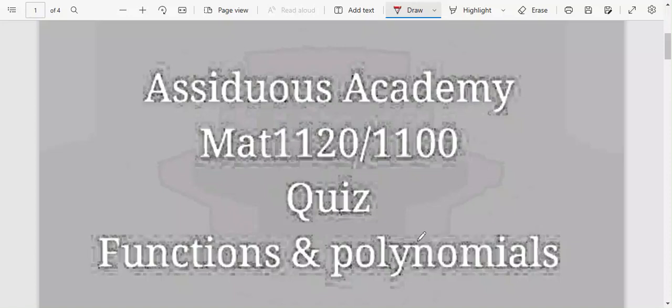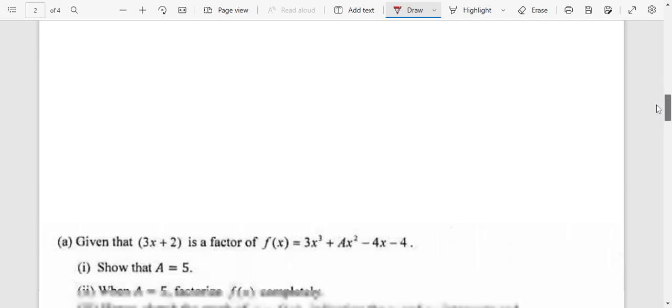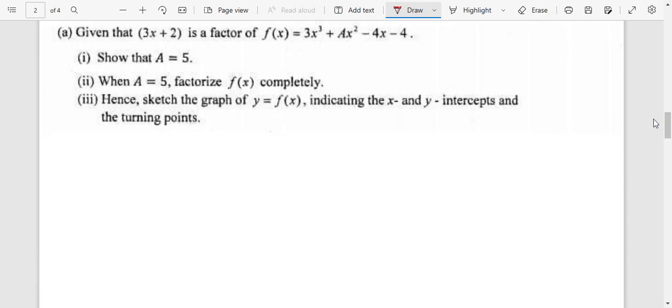This quiz was on functions and polynomials. First question, given that 3x plus 2 is a factor of this function, we want to show that a is equal to 5. Now what this means, when this is a factor of this function, it means that when you take this factor into this function, what should be the remainder?